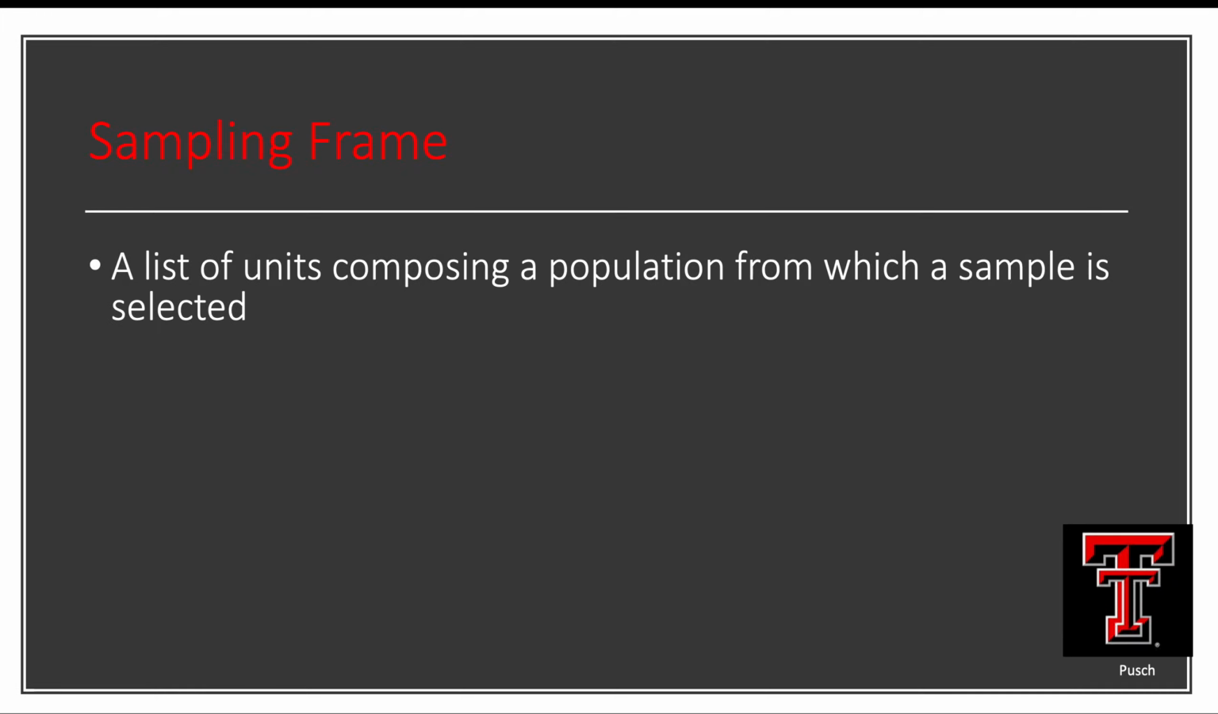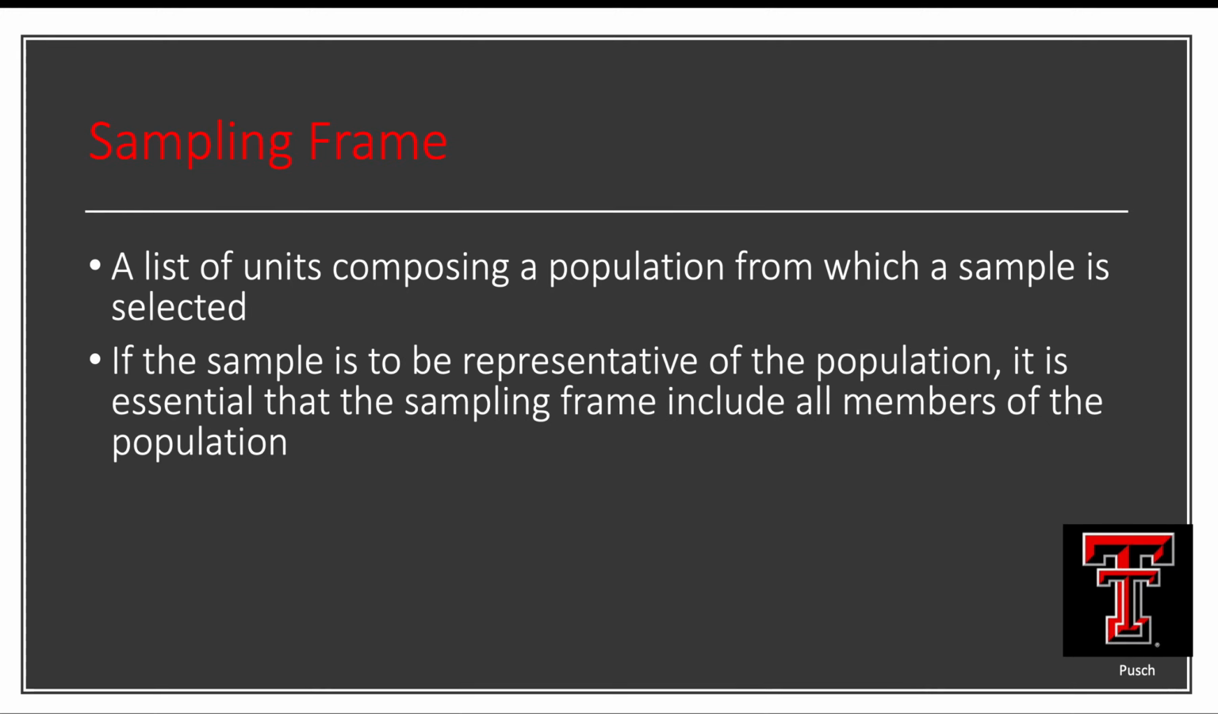A sampling frame is a list of units composing a population from which a sample is selected. So you need to have a list of every possible unit that is in that population. For example, if the population, again, is Texas Tech students, you need to have a list of every single student that is currently enrolled in Texas Tech, and that is going to be your sampling frame. If you have a sampling frame, you can use a probability sample. If you do not have a sampling frame, then you're going to have to use one of the non-probability methods.